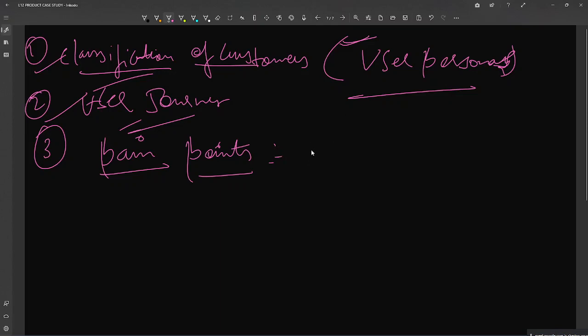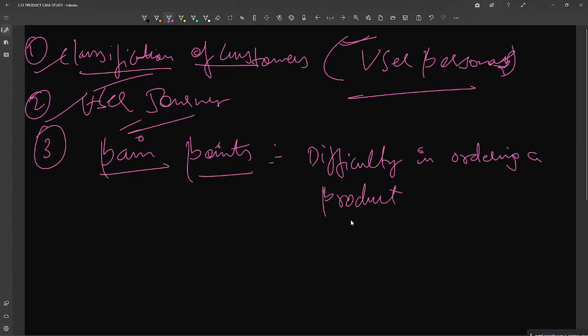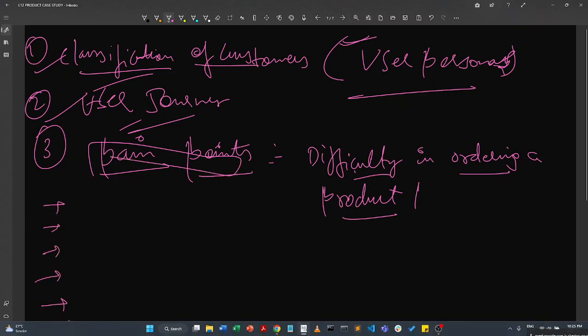The pain point simple definition is difficulty in ordering a product, right? This is the major objective of a buyer while they are visiting a website or app like Amazon. Difficulty in ordering a product from Amazon. When we say difficulty in ordering a product, what does it mean? Because now we will discuss 4-5 points corresponding to the pain point. Now tell me what can be the pain points while you are ordering a product from Amazon.